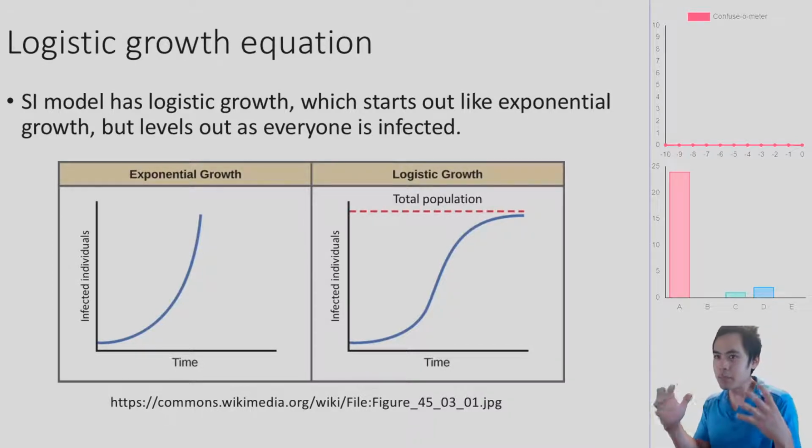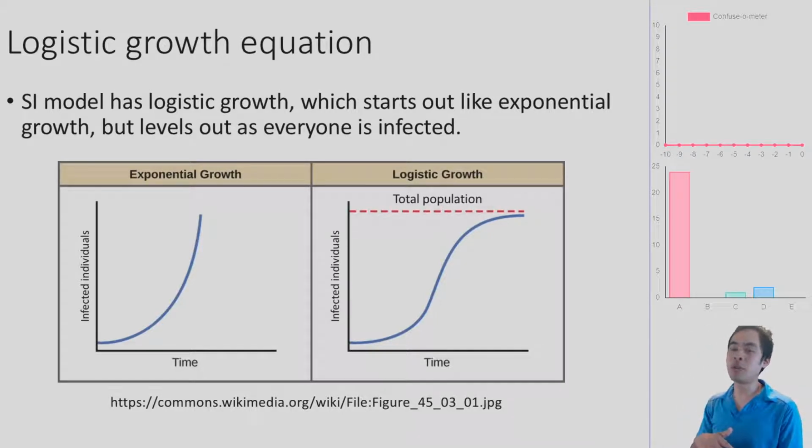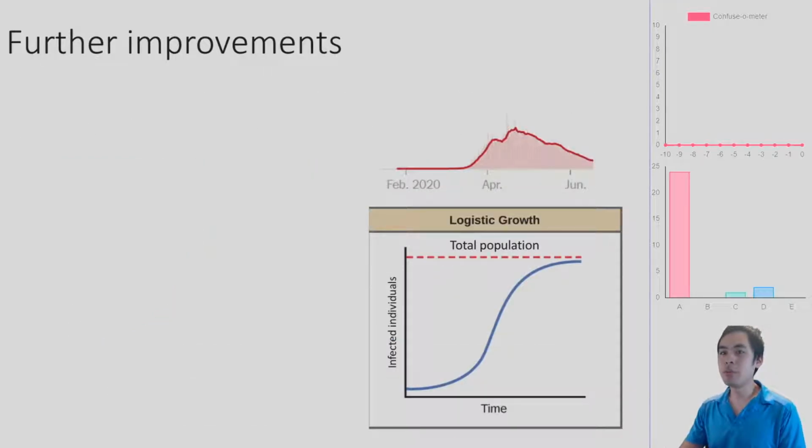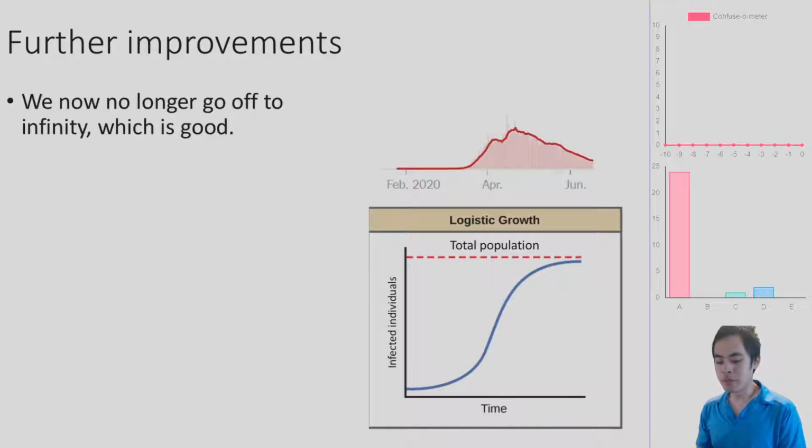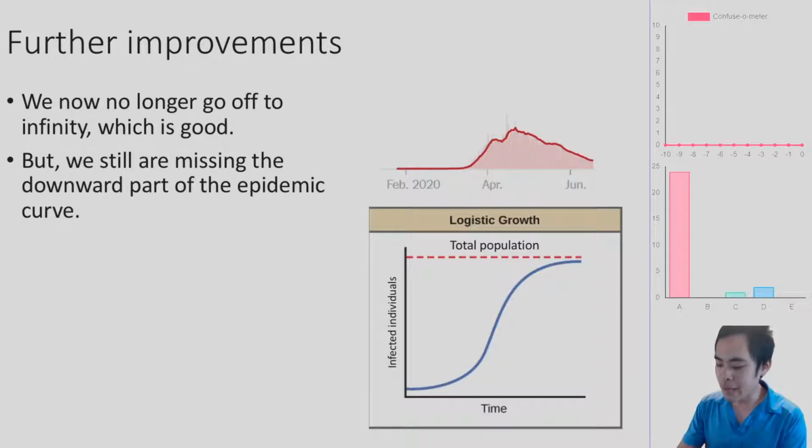Okay, so this is an improvement, right? We've gone from going off to infinity and having non-physical results to just having something that is physical because you're bounded between 0 and n. But it still might not be what you want. So we no longer go off to infinity, which is good. But we're still missing the downward part of the spiral.